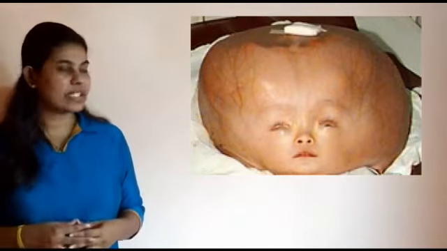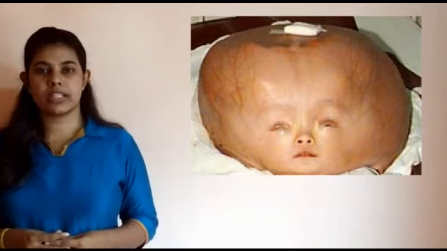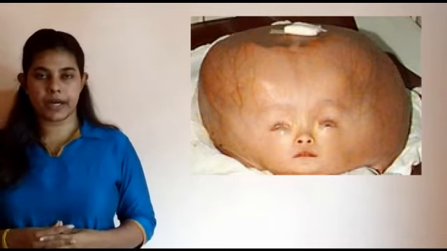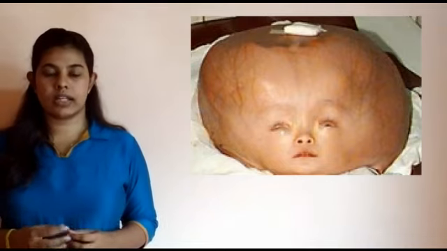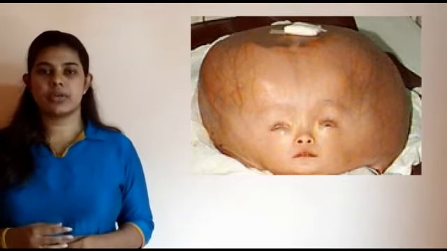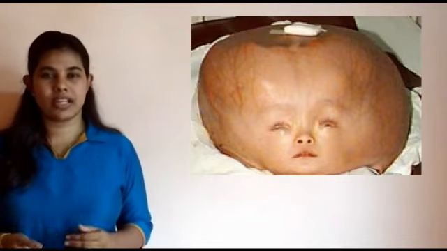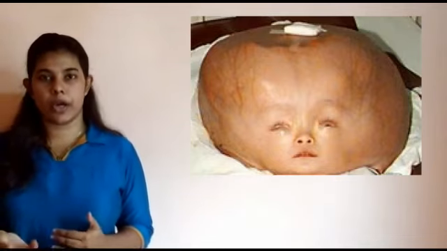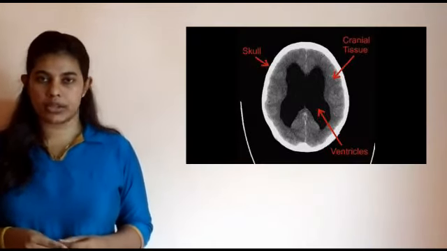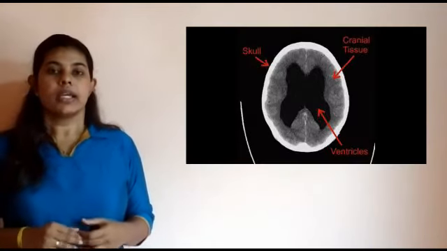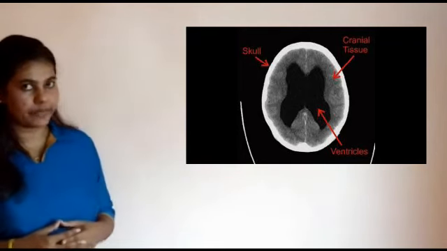Next, we will see the other type of hydrocephalus, non-communicating or obstructive hydrocephalus. There is no communication between the ventricular system and the subarachnoid space. It might be stenosis or a block in the pathway, for example, a block in the aqueduct of Sylvius. Here you can see some pictures of hydrocephalus.